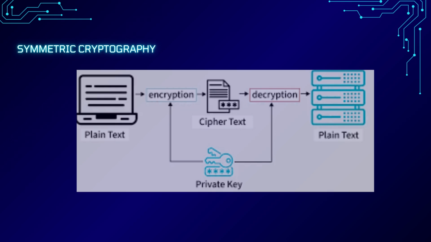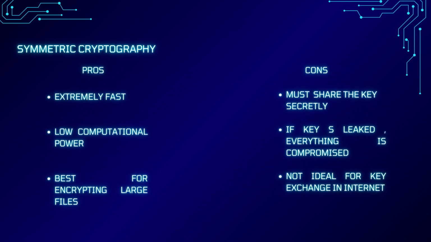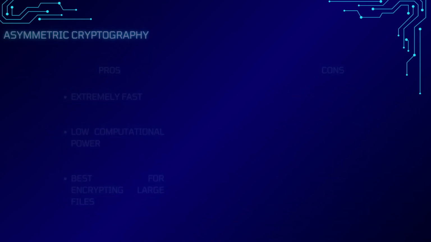So the pros and cons of symmetric cryptography: it's extremely fast, requires low computational power, and is best for encrypting large files and streams. The disadvantage is that you must secretly share the key. If the key leaks, everything is compromised. It's not ideal for secure key exchange over the internet.